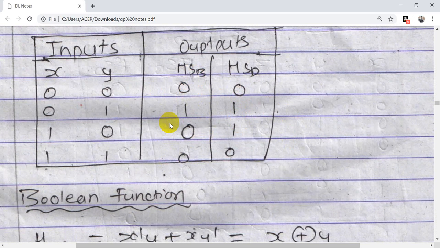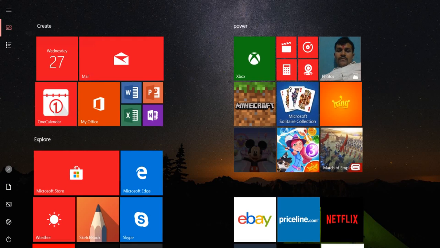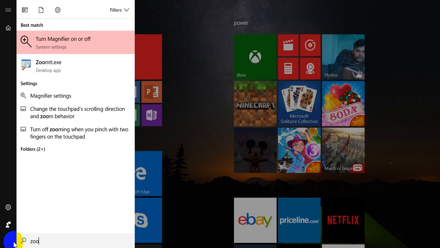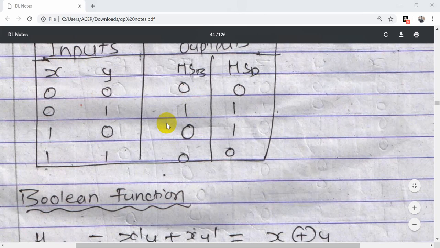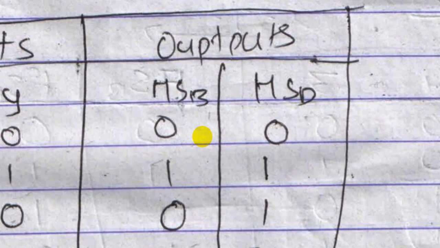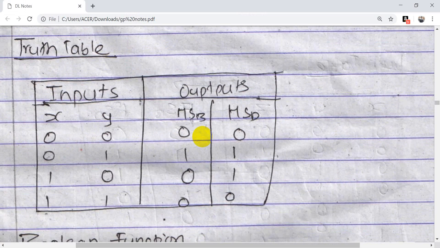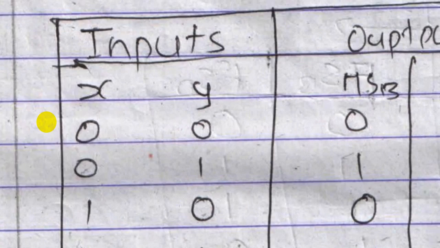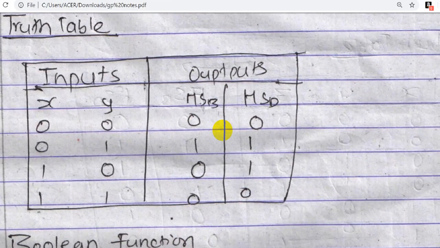We can take here our circuits. Okay, I'm going to enable the zoom tool. Look here, we are going to take the outputs for this truth table. It is the truth table of borrow, and we are going to write the relationship for the borrow. Borrow is derived as X complement Y.